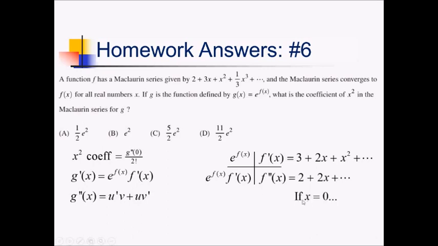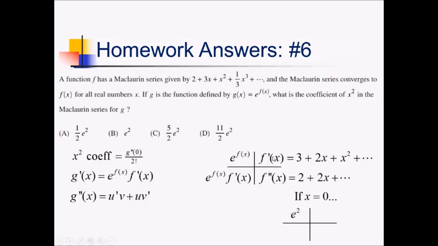So if x equals 0, let's see what happens if I plug that into each of these parts of my product rule that I'm doing over here. In the upper left, we have e to the f of 0. Well, f of 0 is basically what I get when I plug 0 into this original Maclaurin series. So that zeroes out everything except this constant 2 in the beginning. But now hold on a sec, I have e to the f of 0. So this is really going to be e to the second power.